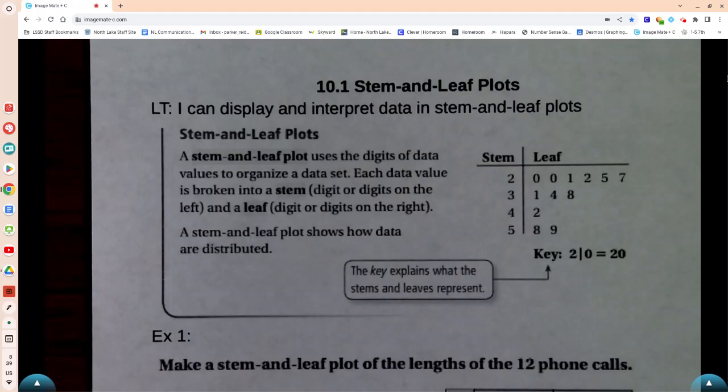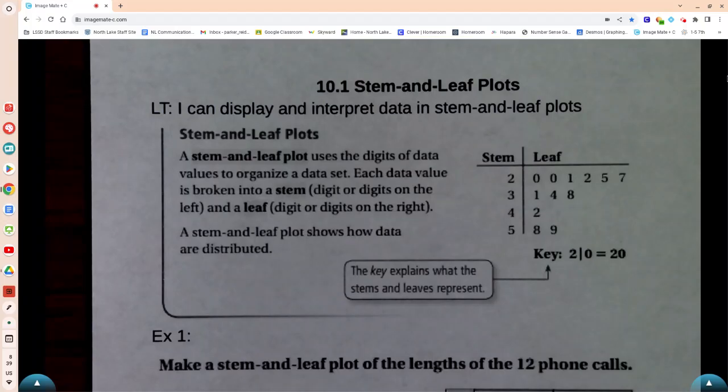So here's your example. The key right here is what explains how to read the plot. So this key says 2 line 0 equals 20. What that means is a stem of 2 followed by a leaf of 0 represents the number 20 together. So what that's telling me is that every number on this plot, they took scissors and cut it apart into the left digit and the right digit. I'm seeing some confused faces. It's okay. We're going to practice it.